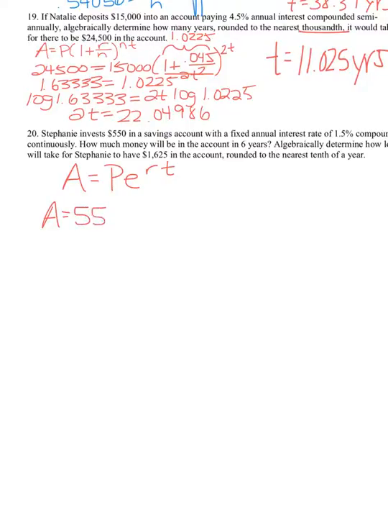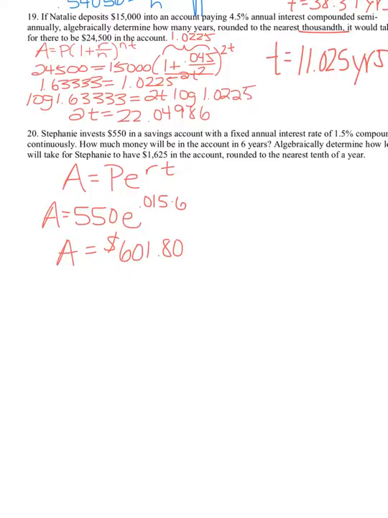So A equals 550, that's how much you're starting out with. E, the rate is 0.015, and then t is 6 years. So here, there's nothing really for you to do other than plug in your calculator. This is money, so you should be rounding to 2 decimals. You get $601.80.